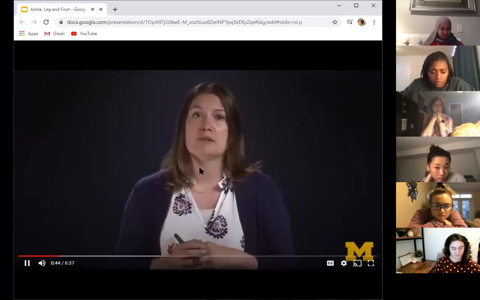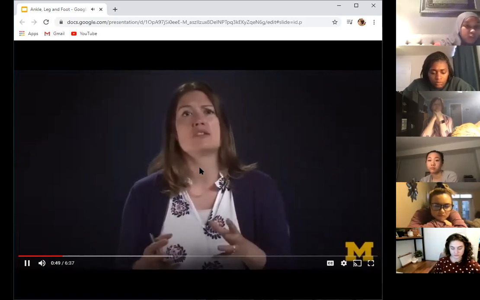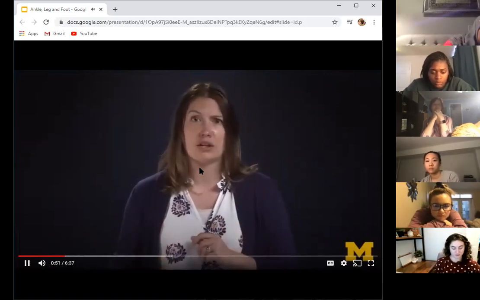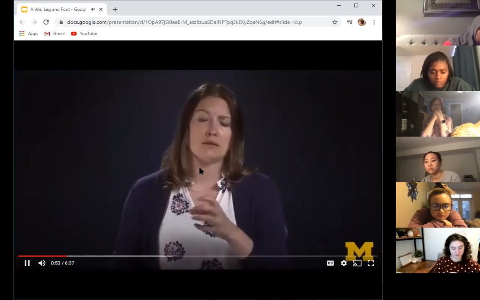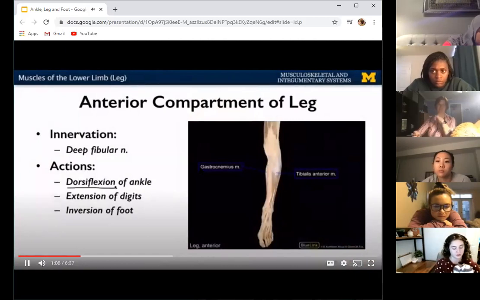So there's three main muscles in this region. I'm not going to have you memorize the particular muscles, but I want you to understand at least the actions that can occur with contraction of these muscles. So importantly, you're going to have dorsiflexion of the ankle. So remember, dorsiflexion, those toes are going to be pointing up. Extension of the digits, so those tendons are going to allow for the digits. Remember, this would be flexion, extension's going to be coming out, so when you're just standing normally. And then inversion of the foot.